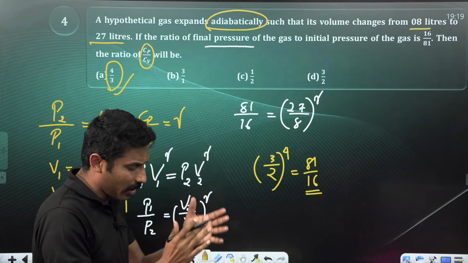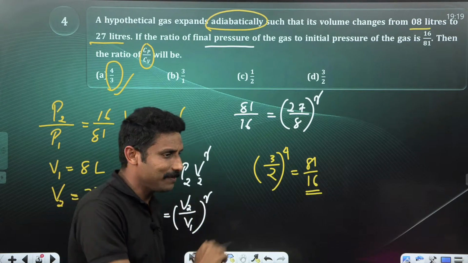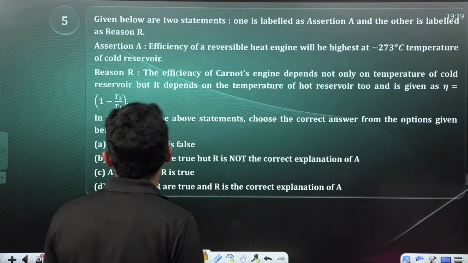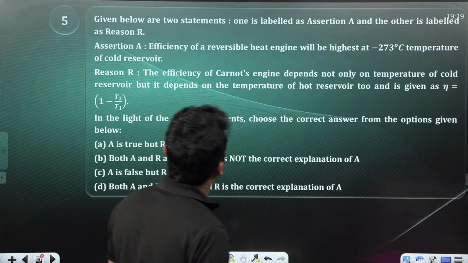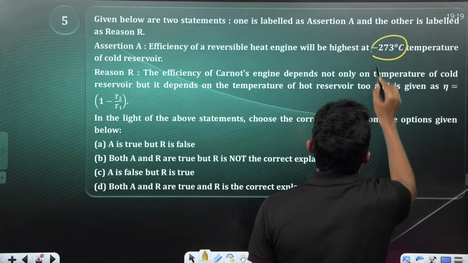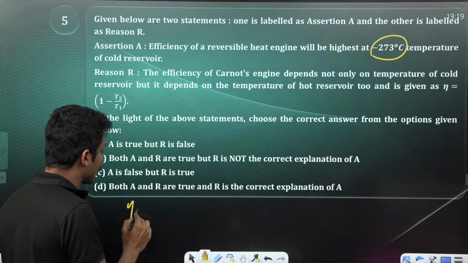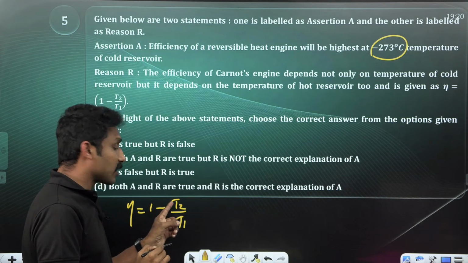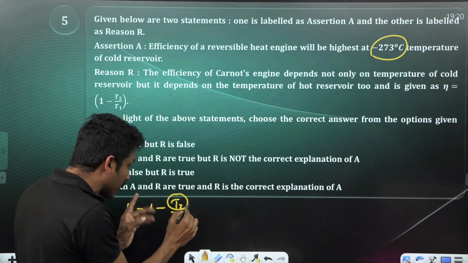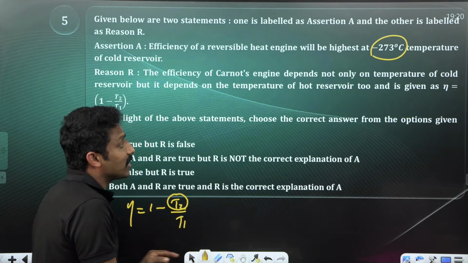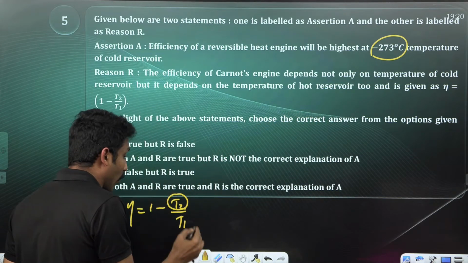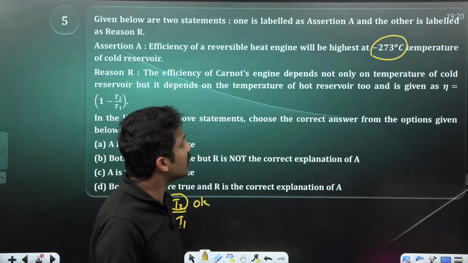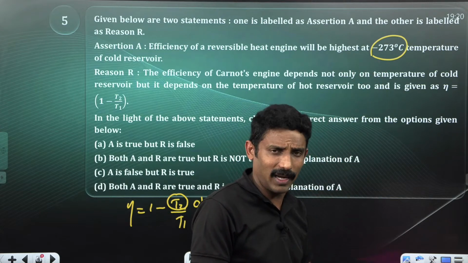This is the direct connection between pressure and volume in the case of an adiabatic process. Okay, very good. Now, fifth one. Given below are 2 statements, one labeled as assertion and the other as reason. Assertion: efficiency of a reversible heat engine will be highest at minus 273 degrees C. It is correct because the formula of efficiency is 1 minus T2 divided by T1, and this efficiency will be maximum at minus 273 degrees. Minus 273 degrees Celsius means the temperature of the sink is 0 Kelvin. You understood? Degrees Celsius should be converted into Kelvin. 0 Kelvin means the second term will be 0, so the efficiency becomes 1, the highest at this temperature. That statement is true.